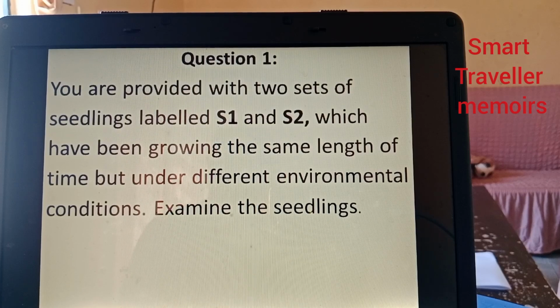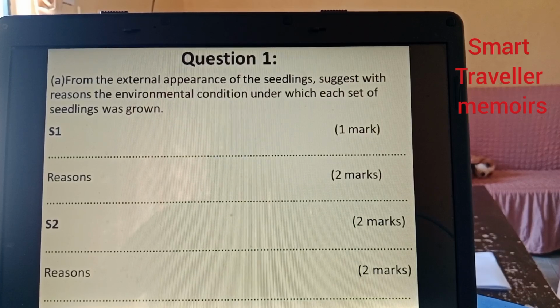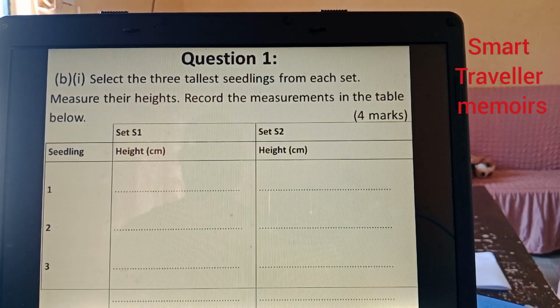So the questions. You are provided with 2 sets of seedlings labeled as 1 and as 2, which have been grown the same length of time but under different environmental conditions. Examine the seedlings. From the external appearance of the seedlings, suggest with reasons the environmental conditions under which each set of seedlings was grown. So you have S1 reasons, S2 reasons. So guys, I'm going over the question.